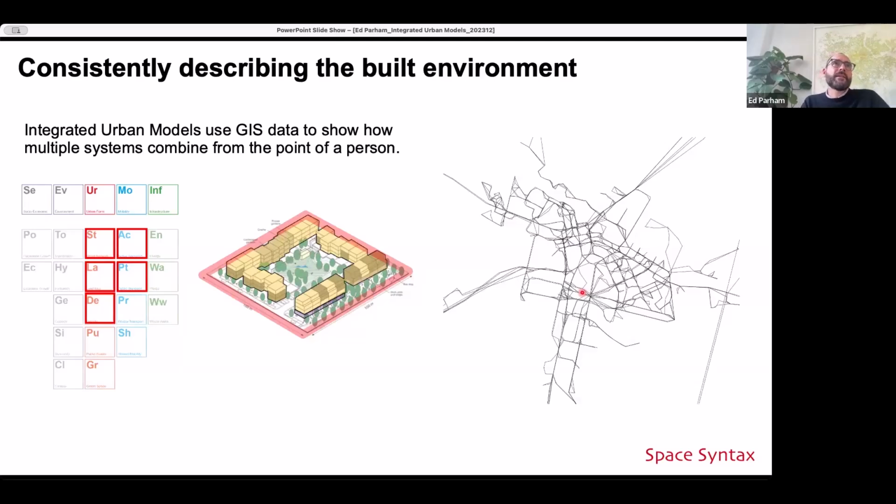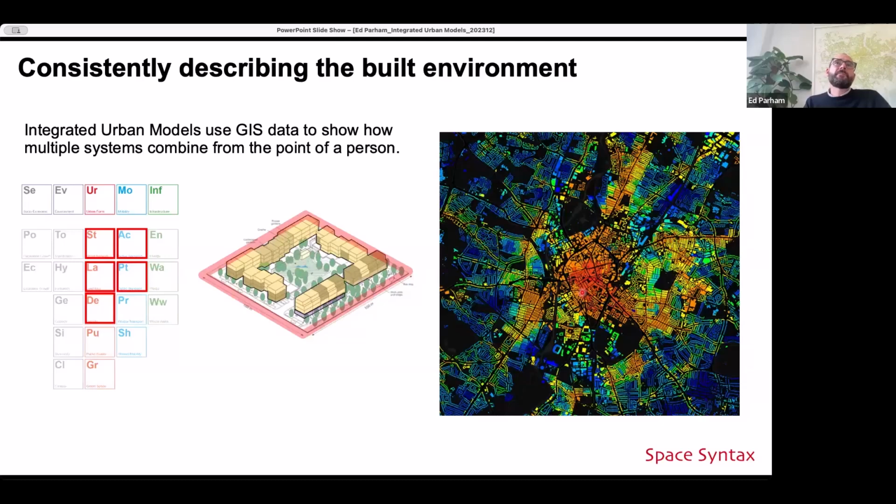But the thing that the integrated model does is it combines it and it starts to allow you to look at it from the point of view of a person. So it's not just looking at the street network or not just looking at land use, but in this example, we call it the walkability index. We have this for the whole of the UK, where for every building, we walk through every space you can walk through for 15 minutes.